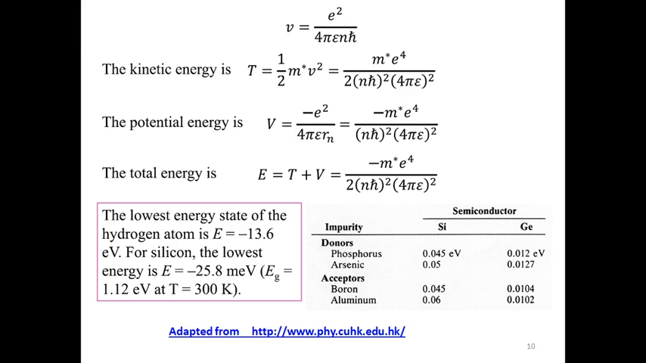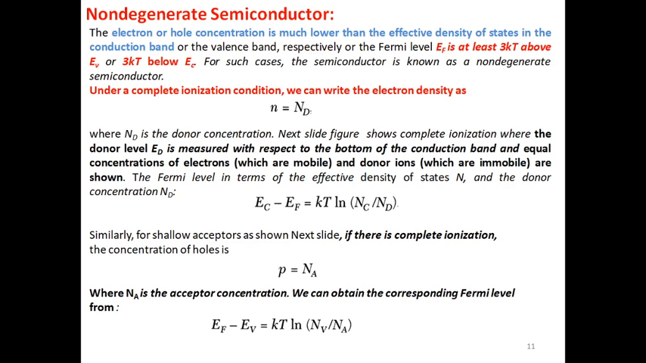Means from that we will get the ionization energy value, and how the donor and acceptor impurities affect the pure semiconductors silicon and germanium and their ionization energy.